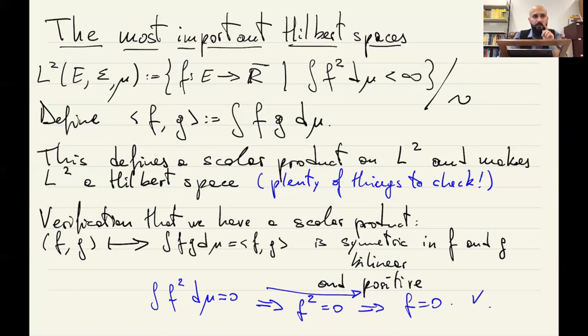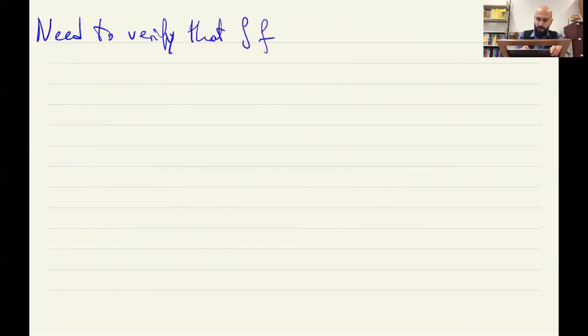However, there is one thing we did not check. We did not really check that this number is finite. We didn't prove that this is a real number, so we need to prove that if f and g are square integrable, then their scalar product is a finite number. Let's verify this. So we need to verify that the integral of f g d mu is finite.